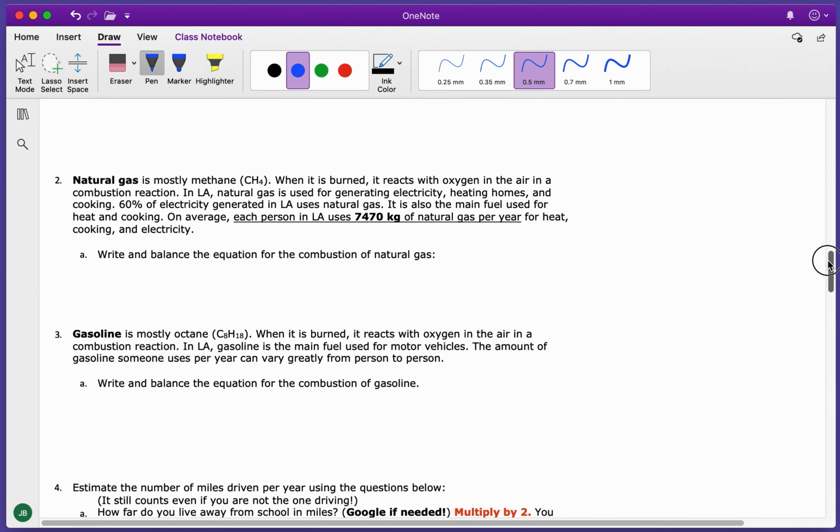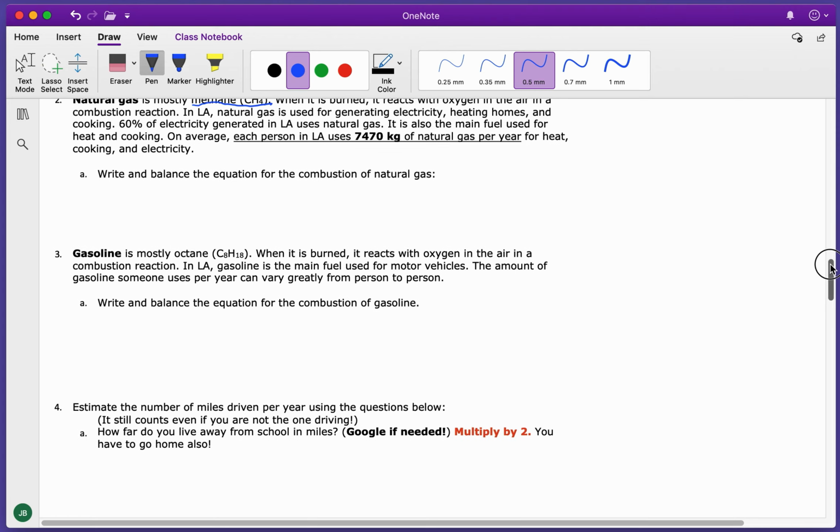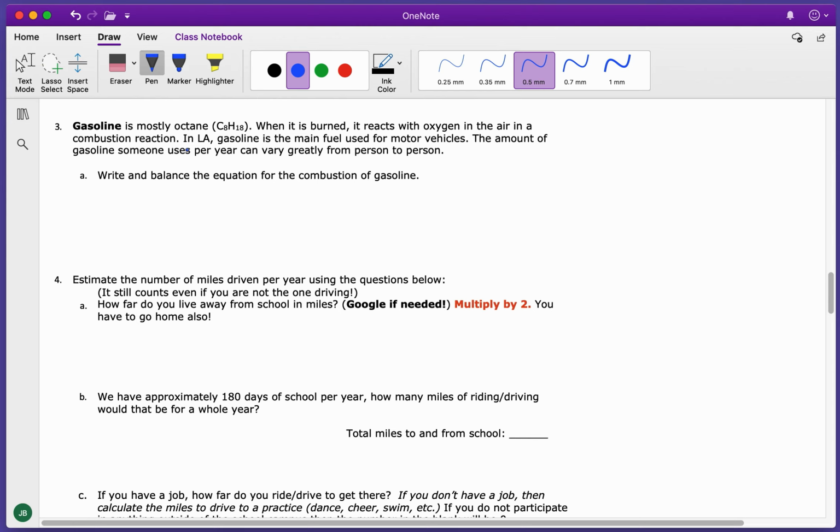And you're going to go ahead and do that 2 more times, where you're going to write and balance an equation for natural gas. Once again, it tells you that natural gas is methane, gives you once again an amount of methane, once again in kilograms. Don't forget to convert it to grams. And last but not least, you're going to do the same thing for gasoline. And once again, the formula for gasoline is given to you right there. And you're going to write and balance an equation for gasoline.